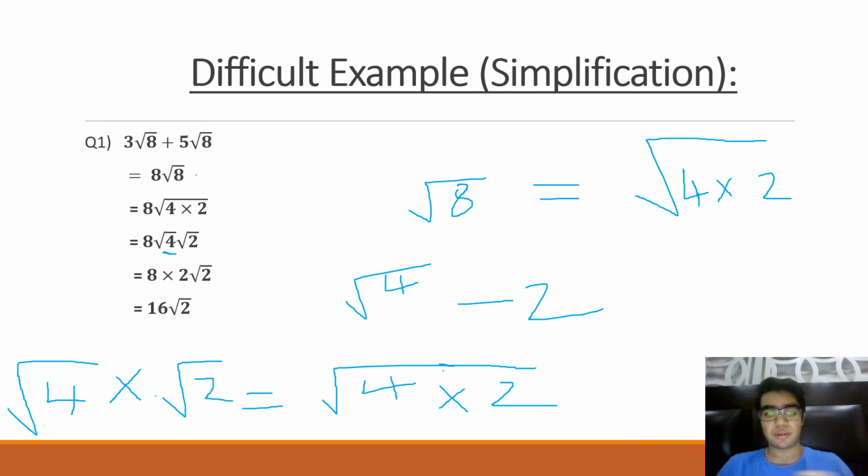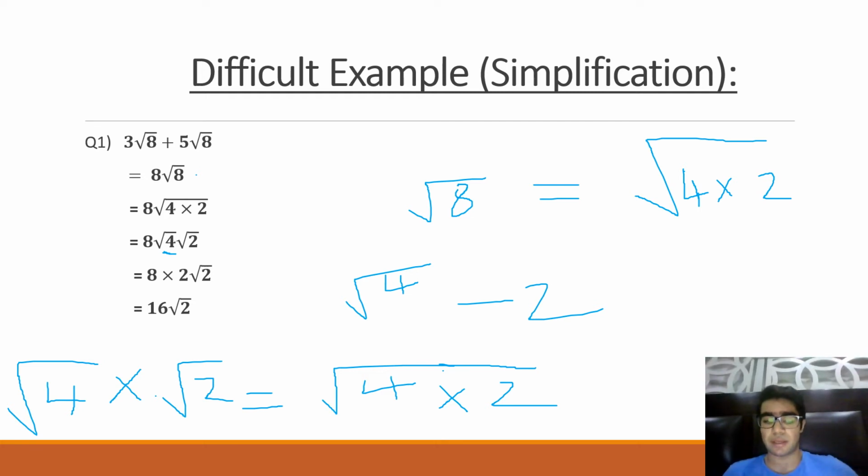So these are equal. This means root 4 times root 2. Okay, and then we simplify root 4 because it's a perfect square number, so root 4 becomes 2, and it's 8 times 2 times root 2, and then 8 times 2 is 16, so it's 16 times root 2. This is how you solve it.